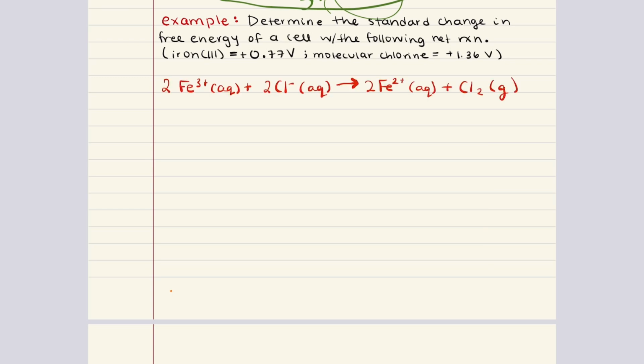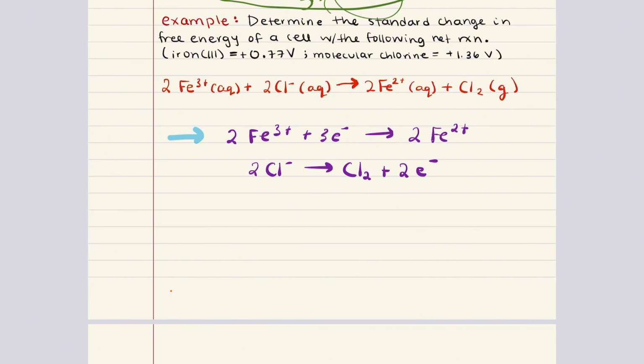and here is our net reaction. We're also given that the standard reduction potential of iron 3 is positive 0.77 volts, and the standard reduction potential of molecular chlorine is positive 1.36 volts. Now, the first thing that we want to do is separate the reaction into the half reactions. So here they are. In this reaction, iron 3 is reduced and it is the cathode, whereas our chloride ions are oxidized and it is the anode.